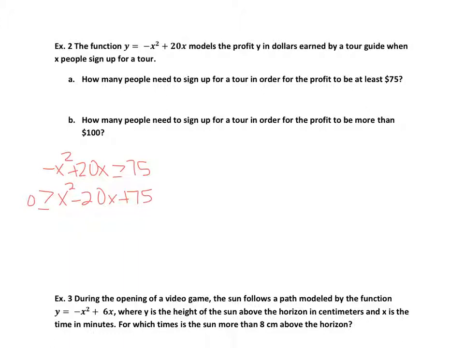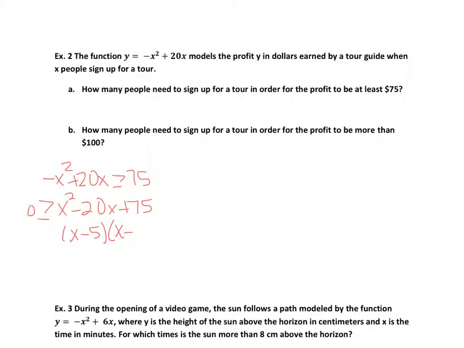And I'm first going to check and see, can I factor that? So break down the factors of 75 that add to 20. And that's going to give us 5 and 15. So I'm going to factor this, x minus 5 and x minus 15. Okay, so again, you're going to set each one equal to 0 and solve and get your testing points. So 5 is going to be a testing point, and 15 is going to be a testing point.